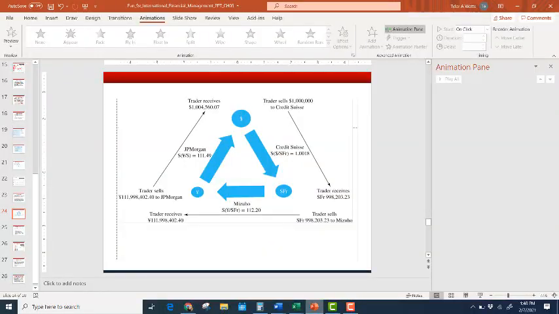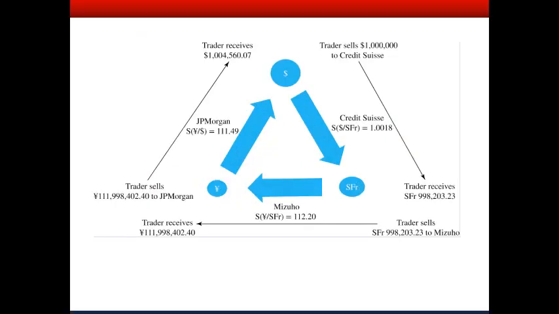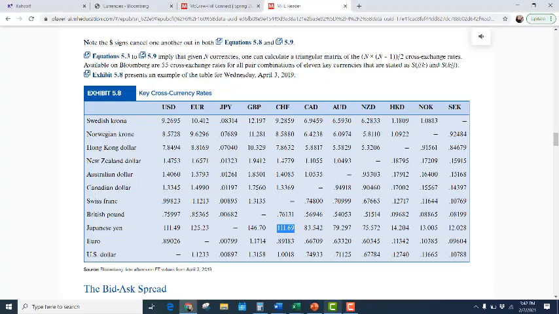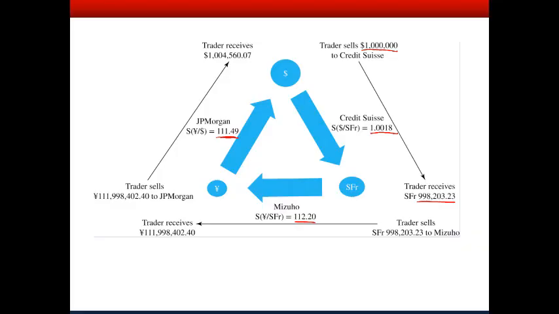All right, so the chart here kind of summarizes that entire trade. You're going to start by transferring your dollars to Swiss francs at that rate of 1.0018 dollars per Swiss franc. So that leaves you with just a little bit under 1 million Swiss francs. Now you take those Swiss francs and you sell them to Mizuho, where they were offering too much yen per Swiss franc, because remember their yen for Swiss franc was a little bit higher than the market rate right here. So they're going to give you a little bit of extra yen per Swiss franc, so you're going to take that offer from them. So you're going to convert your Swiss franc into yen. You're going to end up with almost 112 million yen.